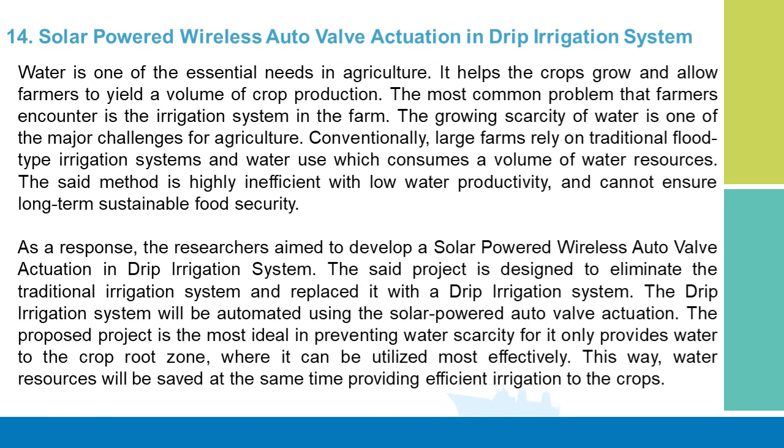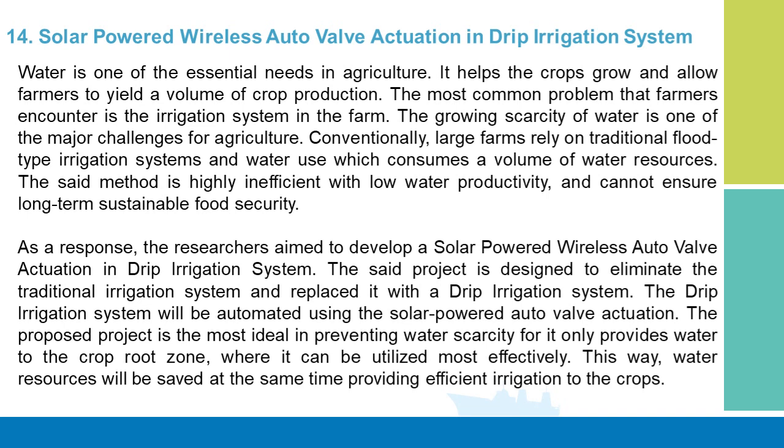Solar-powered wireless auto valve actuation and drip irrigation system. Water is one of the essential needs in agriculture. It helps the crops grow and allow farmers to yield a volume of crop production. The most common problem that farmers encounter is the irrigation system in the farm. The growing scarcity of water is one of the major challenges for agriculture.